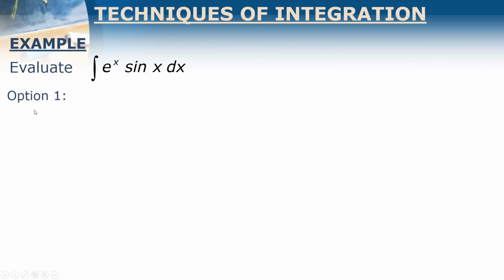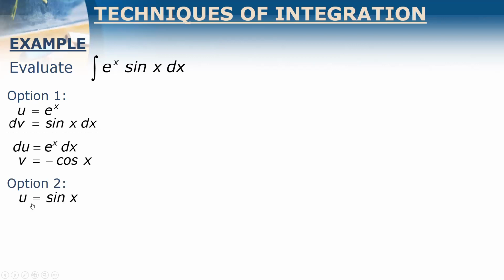So option 1: u is e to the x, and then dv is sine x dx. So the derivative of u is e to the x dx, and the integral of v, the integral of sine, is negative cosine. Option 2: u is sine x, dv is e to the x dx. And our du, the derivative of u, is cosine x. And the integral of dv, the integral of e to the x dx, is e to the x.